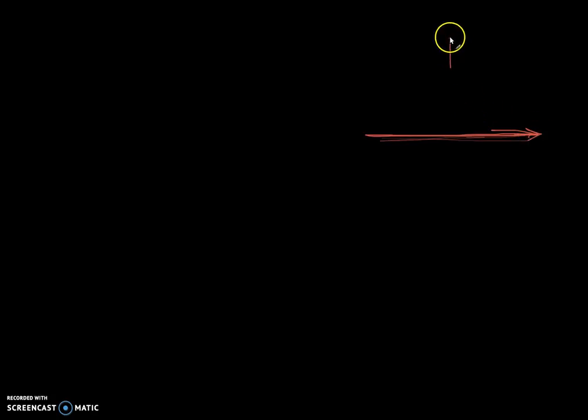So this is the Cartesian coordinate system. And this is the first quadrant. This is the second quadrant. This is the third quadrant. And this is the fourth quadrant.